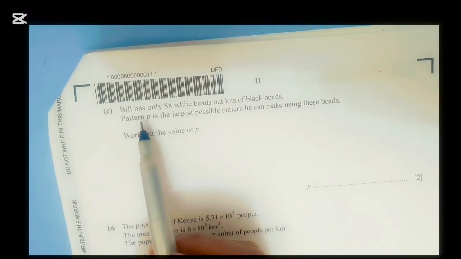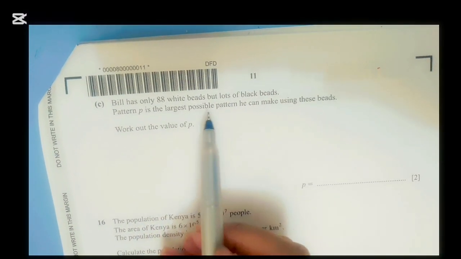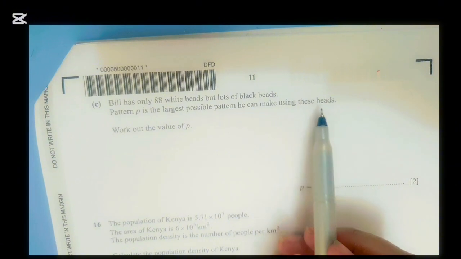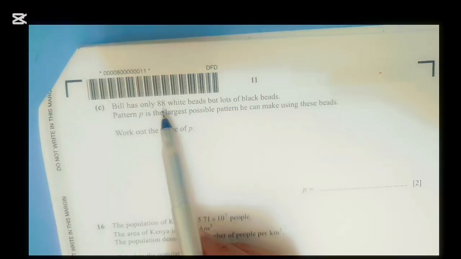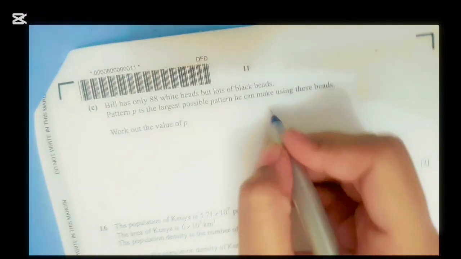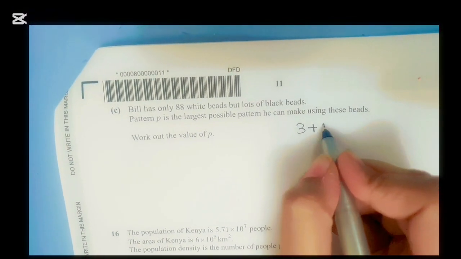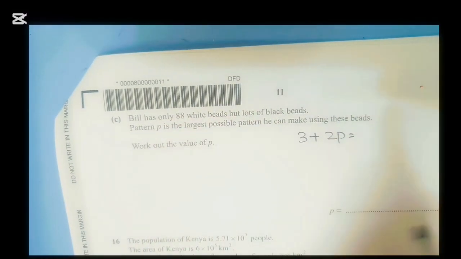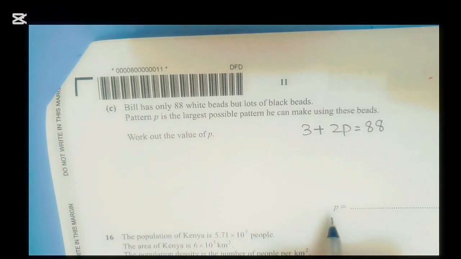Okay, part C is Bill has 88 white beads but lots of black beads. Pattern P is the largest possible pattern he can make using these beads. Work out the value of P. Now here they are talking about white beads, and you know that we have written the formula for white beads: 3 plus 2n. So here in place of n, I'll use the variable P. 3 plus 2p is equal to 88. Why am I using p? Because they are asking me the value of p.